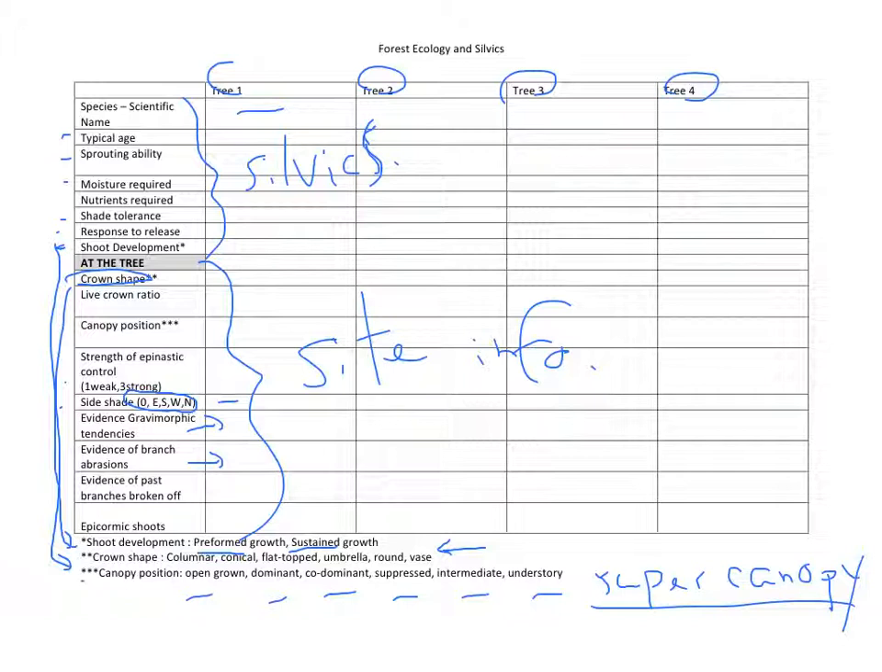You might need to just review what those terms mean, but that should be in the lecture or the handout from previous. Evidence of past broken branches, okay. Give me some information about that, what you see. And then finally, are there epicormic shoots? Is there response for that tree? Okay, so give me that information, please. And that'll fill out that portion.